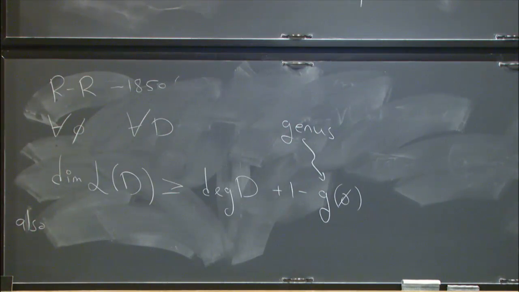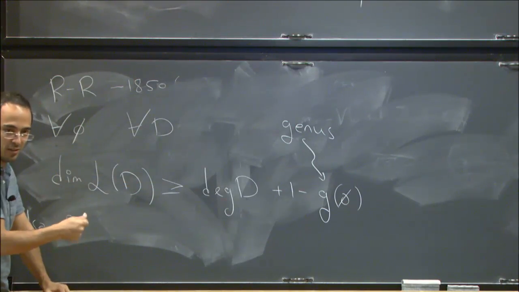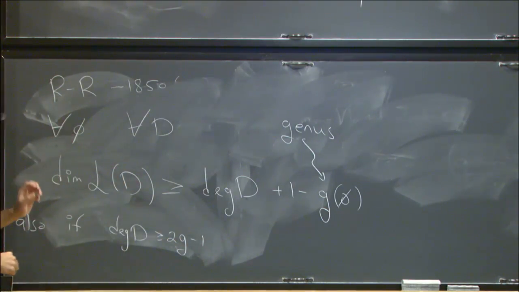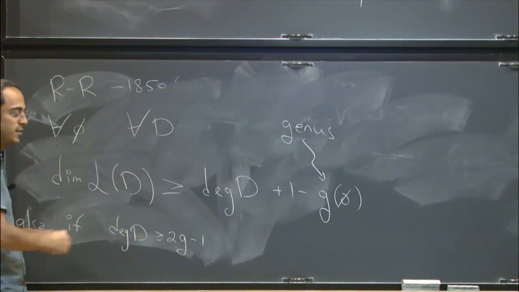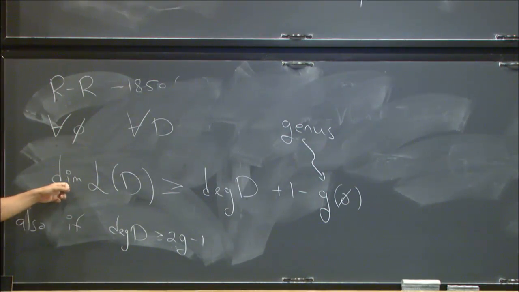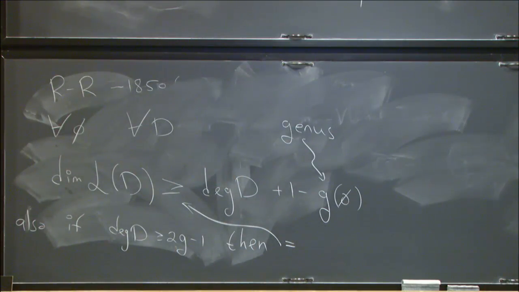So it's not only that, but if you consider divisors with high degree, with degree at least 2g minus 1, then you get equality. Initially there is this irregularity, and then you understand everything. For any other pole that you allow, you get one more in the dimension. You get one more function sitting there. Then you get this with equality. And this you learn in any basic course in algebraic curves, or function fields, or algebraic geometry.